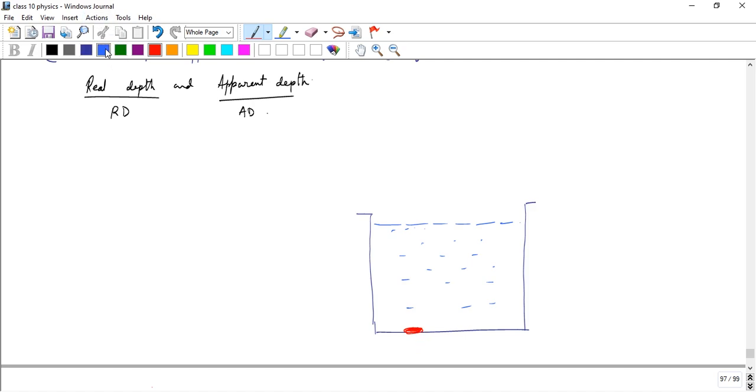There is an observer here. If we consider the object as a source of light, the light travels from denser to rarer medium, and there is a receiver. This coin is the source. Actually, it's a very complicated drawing.